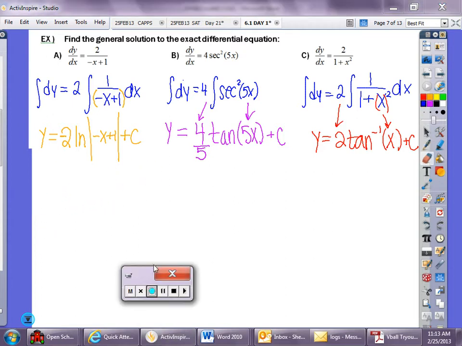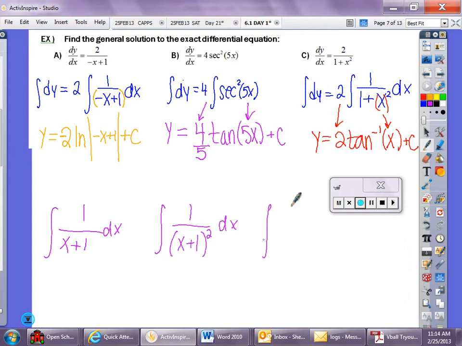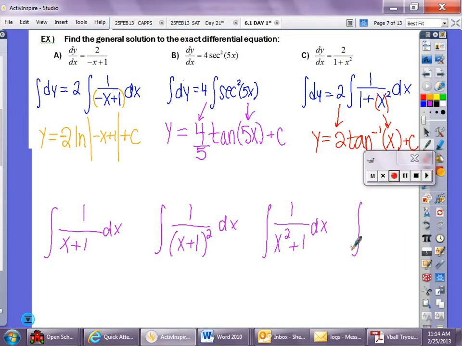So then we got to talk about that tricky one. So letter A is tricky. Okay? I'm going to show you why it's tricky. Because let's take the one that you have up there. I'm actually going to even simplify it a little bit more. I'm going to change it to x plus 1. But then I'm going to do this. And then I'm going to do this. And I'm going to do this. They all look kind of similar. We agree? Sort of.